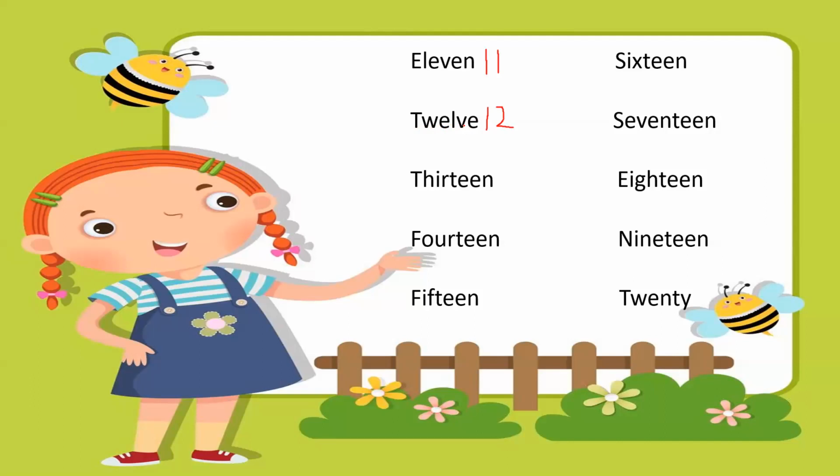T-W-E-L-V-E. 12. Kanishka, 11 spelling is wrong. You have written E-L-E-V-E-N. 11. Parinita, you have written the 13 spelling wrong. Now we are in number 12. So concentrate on number 12, everyone. T-W-E-L-V-E. 12. Okay. 12 over.